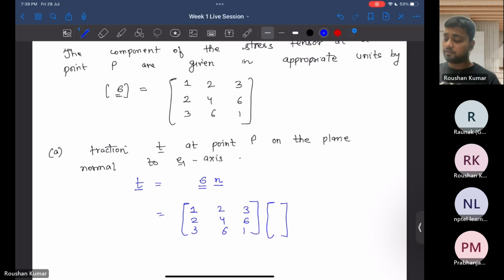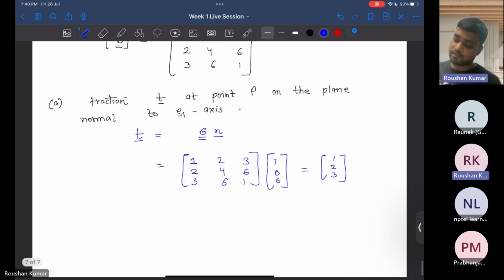And as given in the question itself, the plane normal is along the E1 axis, so its component in the E1, E2, E3 coordinate system is given by 1, 0, 0, because it is along the E1 axis. If we calculate this matrix multiplication, we will get 1, 2, 3. So this is basically the component of the traction vector.